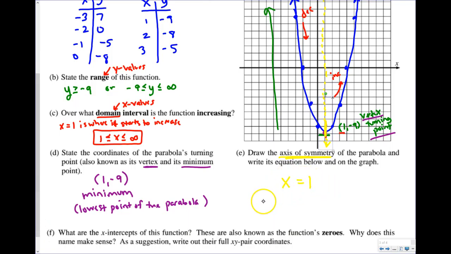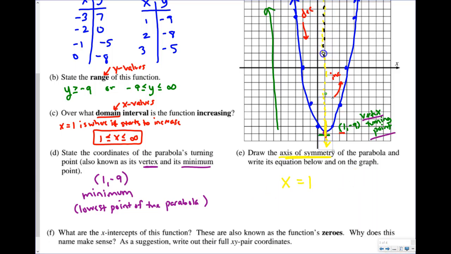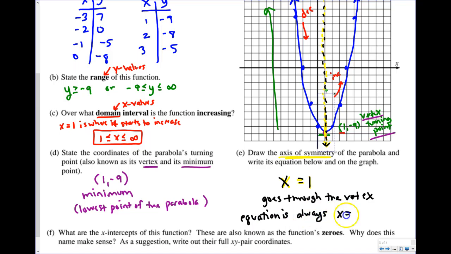Let me make this in a darker color here, right? This is your axis of symmetry. It's at x equals 1, and it goes through the vertex, and the equation is always x equals the x coordinate of the vertex. Remember that vertical lines are x equal lines.